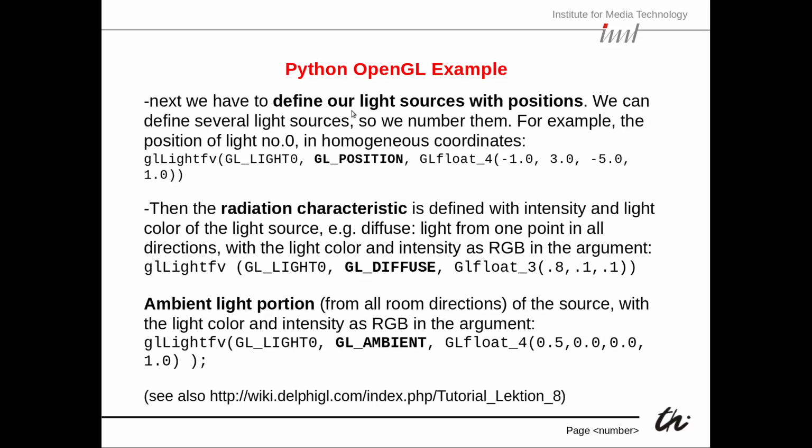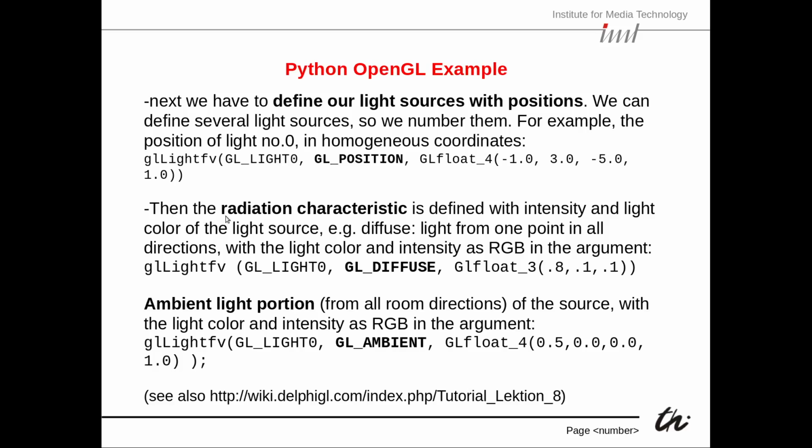Then we have to define our light sources with positions. We can define several light sources, so we need to number them. For example, the position of light number 0 in homogeneous coordinates, so here again we use homogeneous coordinates, is this. Again, here GL light and float values as a vector. Here for light number 0, we define the position as float vector. Here we can see it. So we have X, Y, and Z, and this is the W, so this is 1 in this case.